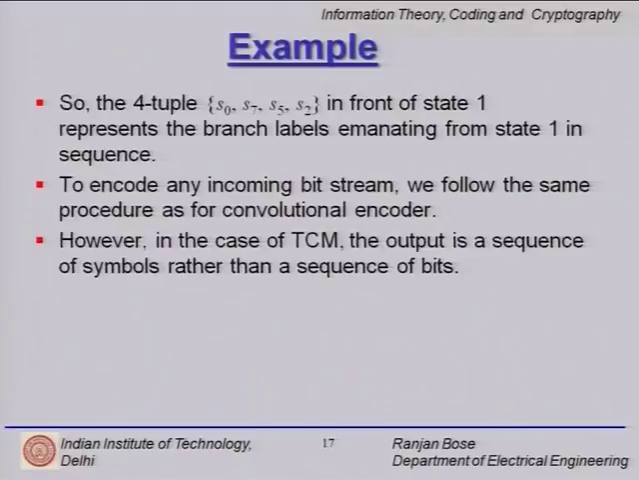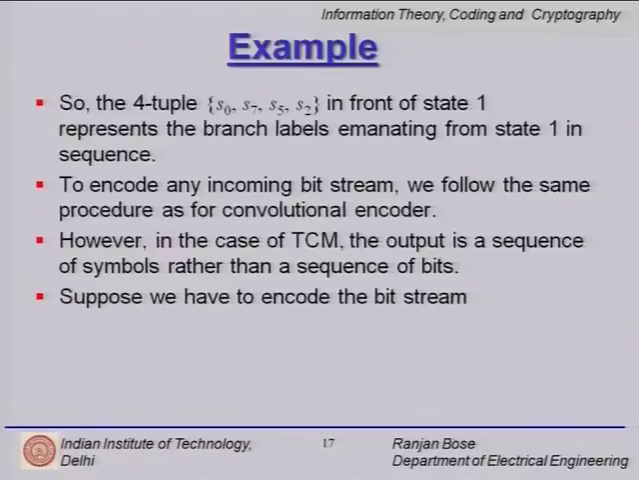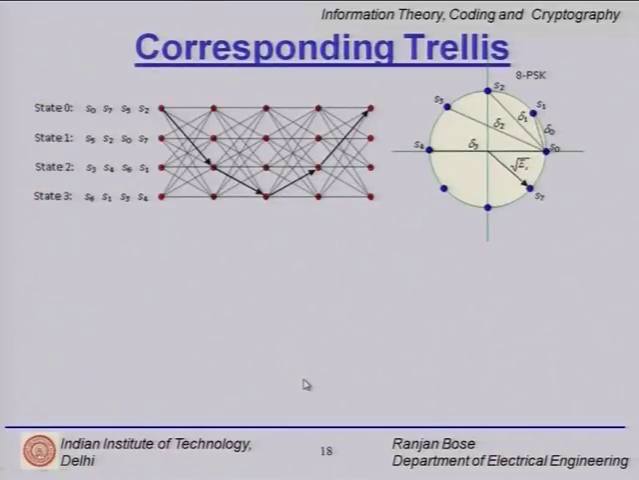So, if you have to look at the trellis diagram, you just take in the input bit stream which tells you which path in the trellis you have to take. Let us take a simple example of a sequence of bits to be encoded using the trellis coded modulation scheme. Say the bit stream is 101100001001. This has to be encoded using the trellis coded modulation scheme.